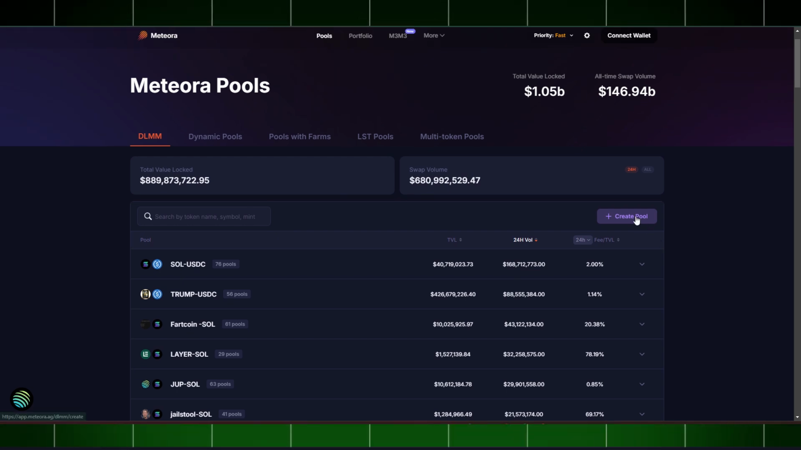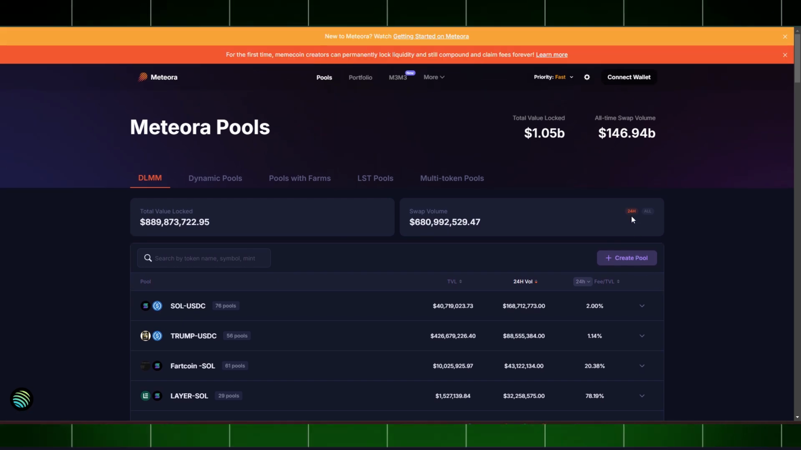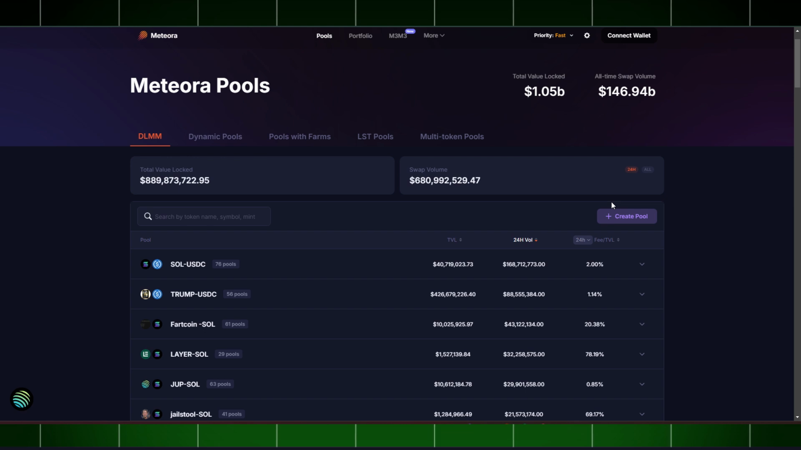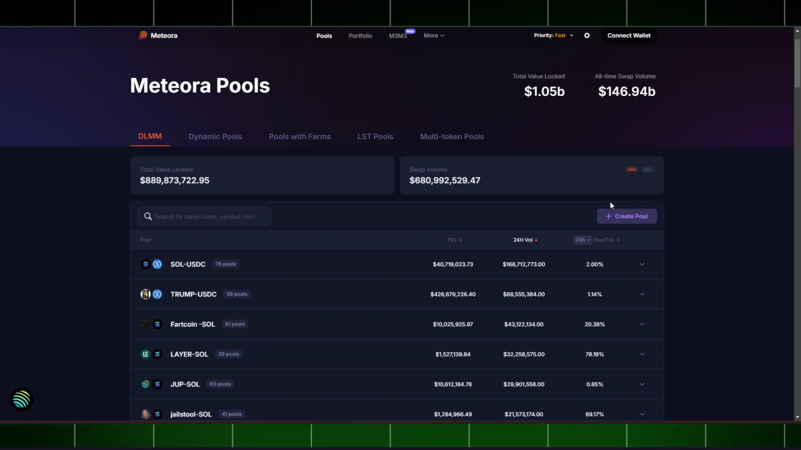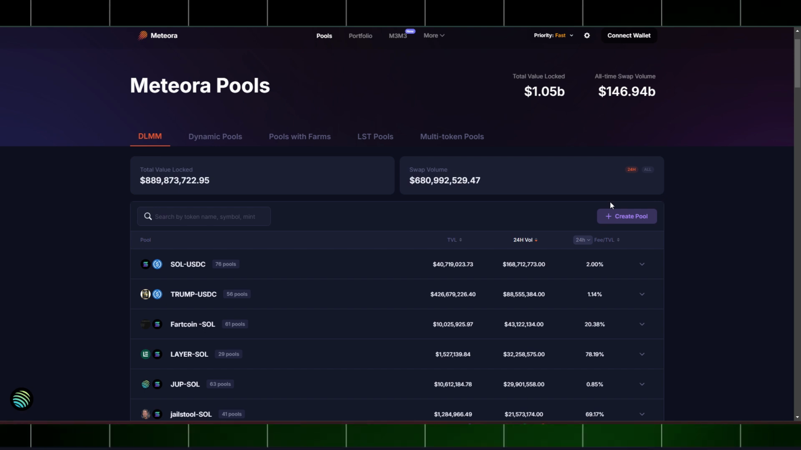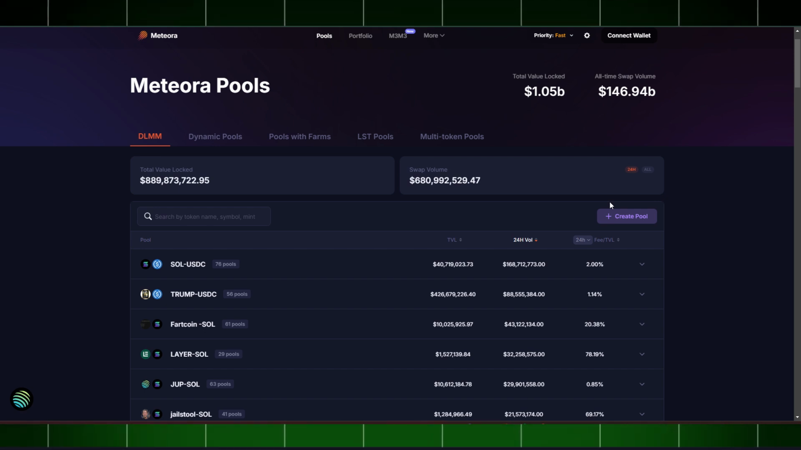So Meteora's DLMM offers a unique approach to concentrated liquidity, promising high capital efficiency, zero slippage within the bins, and dynamic fees. Whether you are a seasoned LP or just starting out, understanding DLMM can significantly up your DeFi game. So let's break it down.